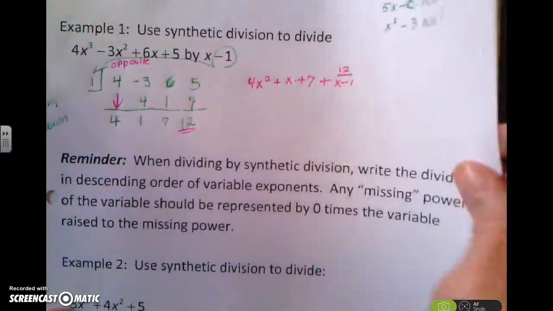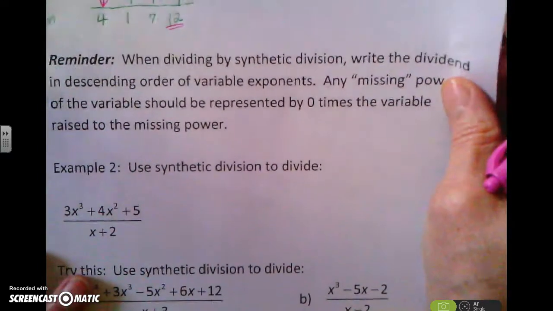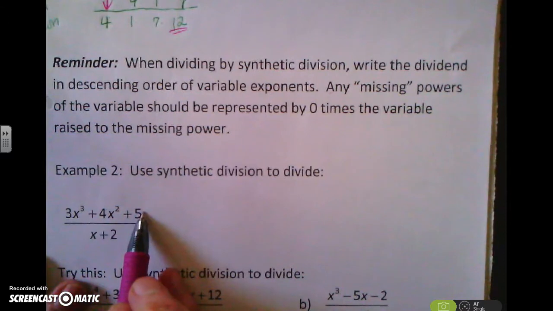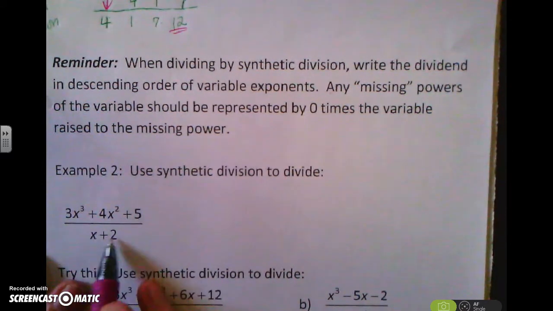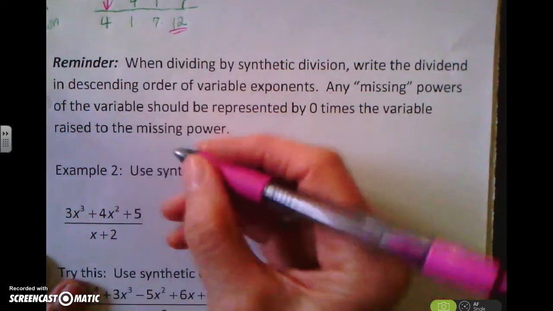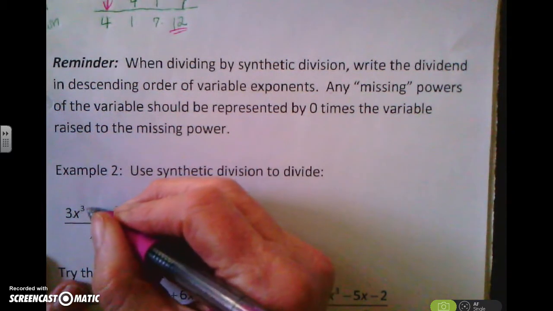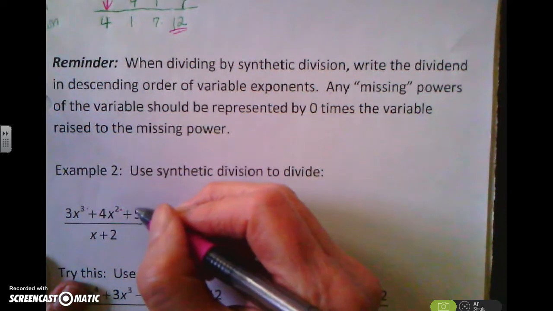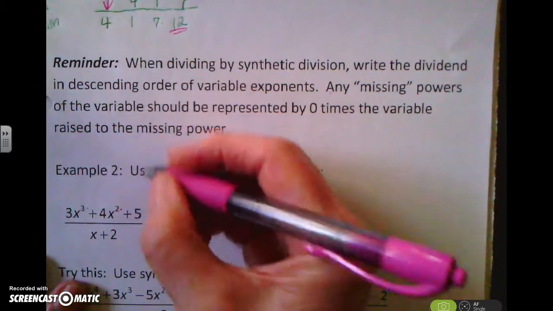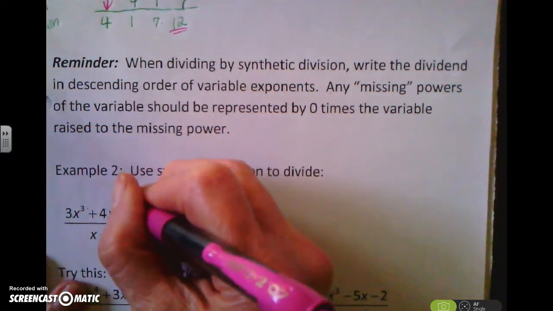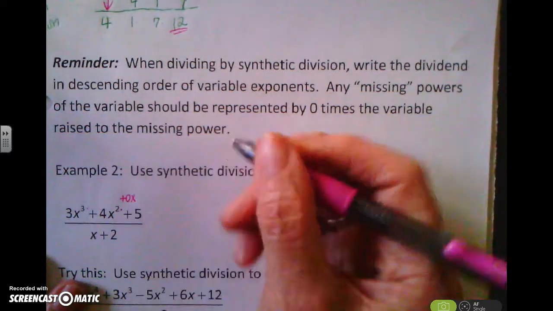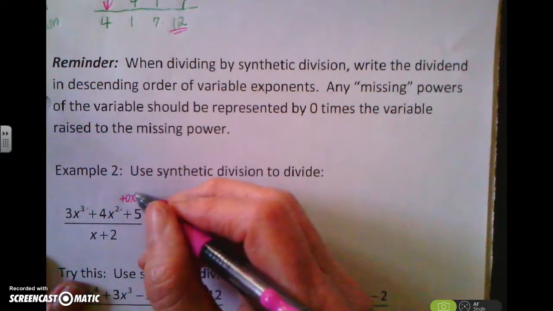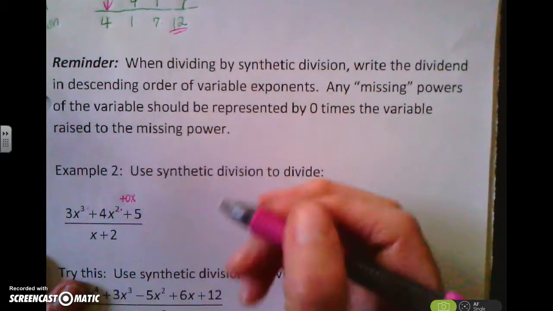All right, so let's do this example, example 2. Here I have 3x cubed plus 4x squared plus 5 divided by x plus 2. All right, so I see that I have an x to the third. I have an x to the second. So next I should have an x, but I don't have one. So right here I'm going to put plus 0x and then plus 5. So I have it in order: x cubed, x squared, 1x, 5, and I'm going to put a 0 here.